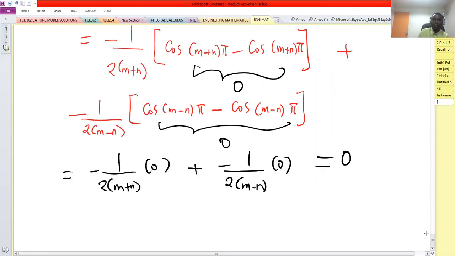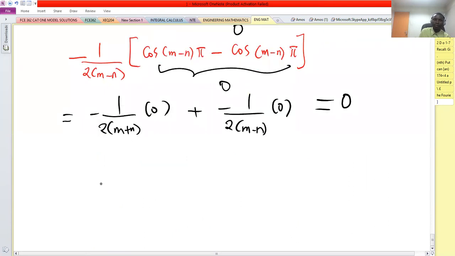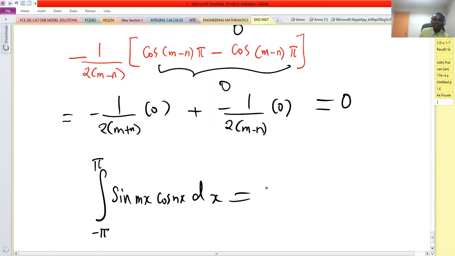So therefore, in general, the integral from minus pi to pi of sine mx cosine nx dx is always 0 for all cases of m and n. So that's the solution for that.